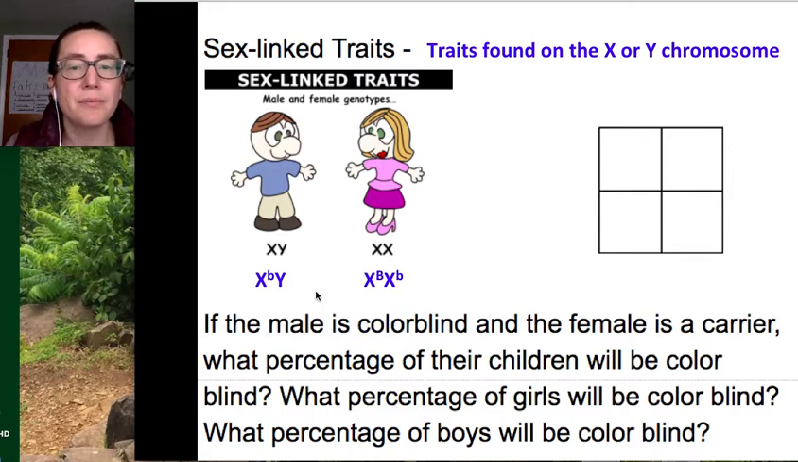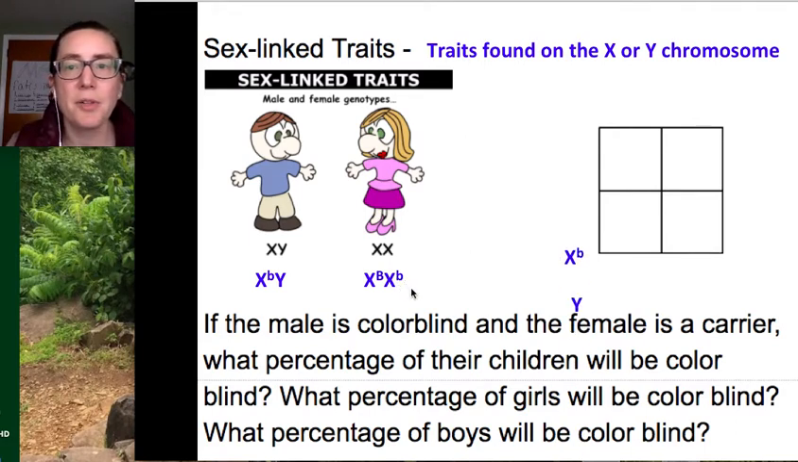For the female, it says she's a carrier. Here's a term: carrier also means the same thing as heterozygous or hybrid. Carrier means they have 1 dominant allele, but they carry, or hide, the recessive allele. So the female, because she's got 2 X's, I put a capital B on one of her X's because she's not colorblind, and I put a lowercase b on her other X because she's a carrier. She does have one of those recessive alleles. Even though she is not colorblind because of the dominant allele, she does carry the allele for colorblindness.